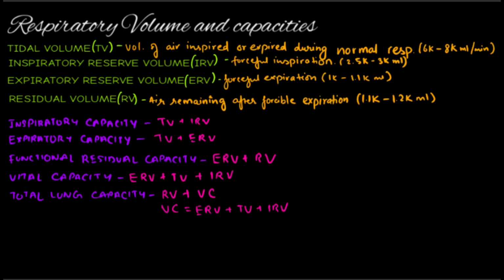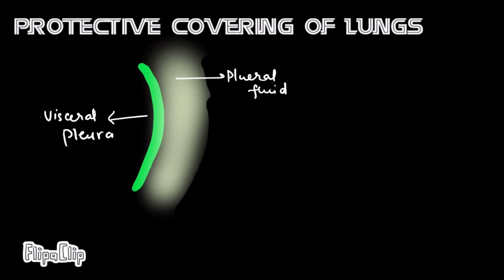The tidal volume is the total amount of air inhaled or exhaled during regular respiration or relaxed breathing. Inspiratory reserve volume is the volume a person can inspire by a forcible inspiration. Expiratory reserve volume is the volume of air expired by forcible expiration. Residual volume is the volume of air remaining after forcible expiration. The lung has pleural fluid between two protective pleural layers.